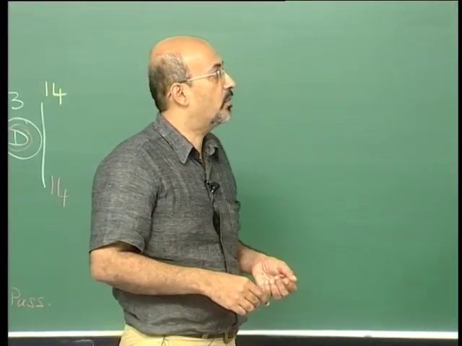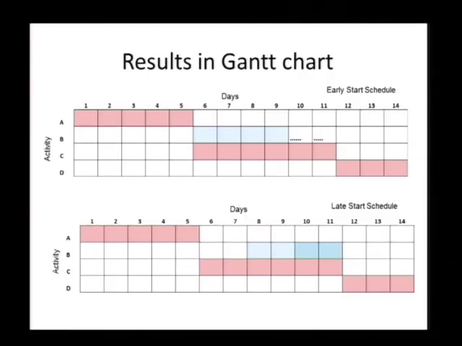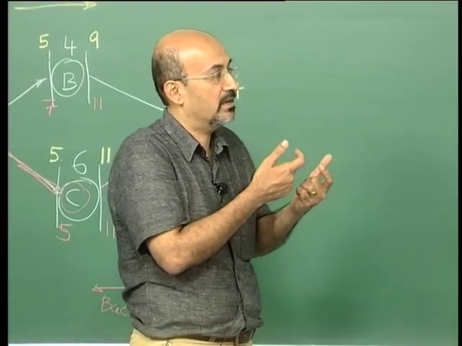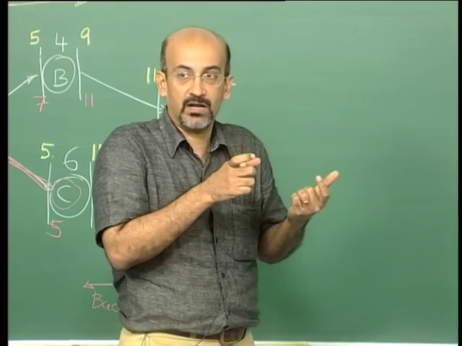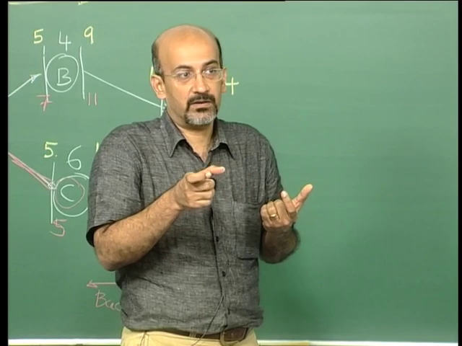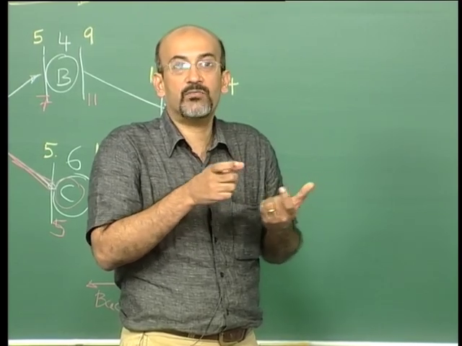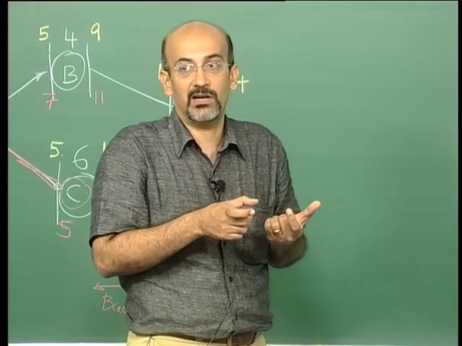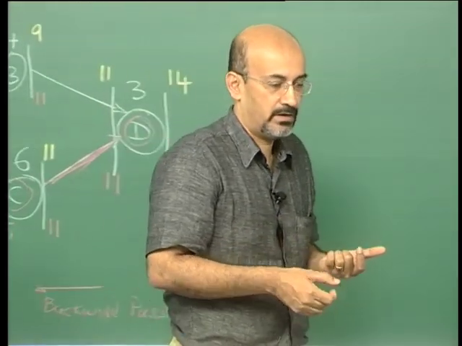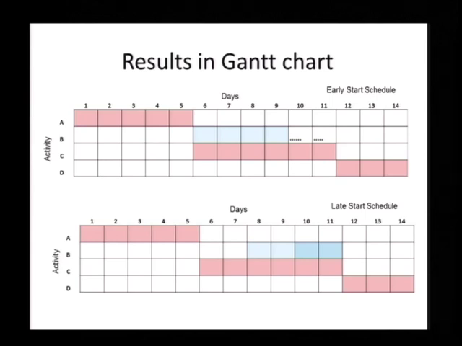So I can visualize the late start schedule also on the bar chart. As we get into more complex networks and schedules, you will find that the ability to move an activity around between its late start and its early start gives us a lot of flexibility in where resources are to be allocated. So we will use this a lot more in the resource allocation feature. Any questions?